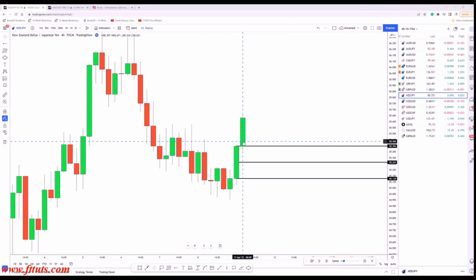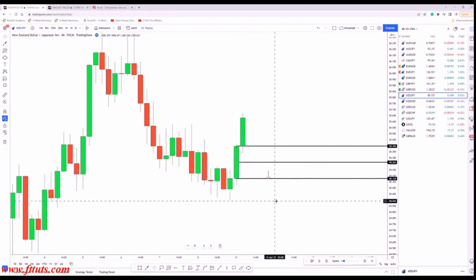At this stage, you've identified your sentiment. The next stage is to do this. Mark your high, your 50%, and your low. If price passes past this low, are you taking a trade? Yes or no?